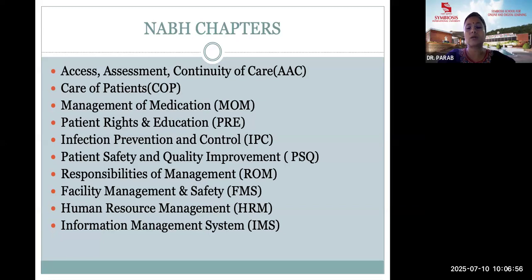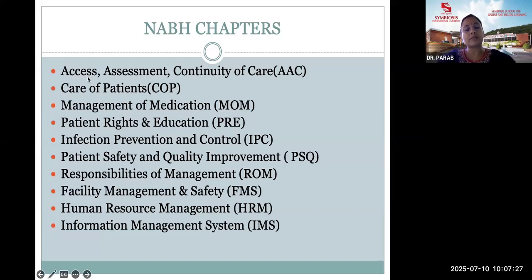So SHCO and HCO. These chapters remain the same for both varieties of organizations, whereas the standards and the objective elements within these chapters vary for both the SHCO as well as the HCO. Okay. So I'm going to run you through these different chapters. These are the 10 chapters of NABH.